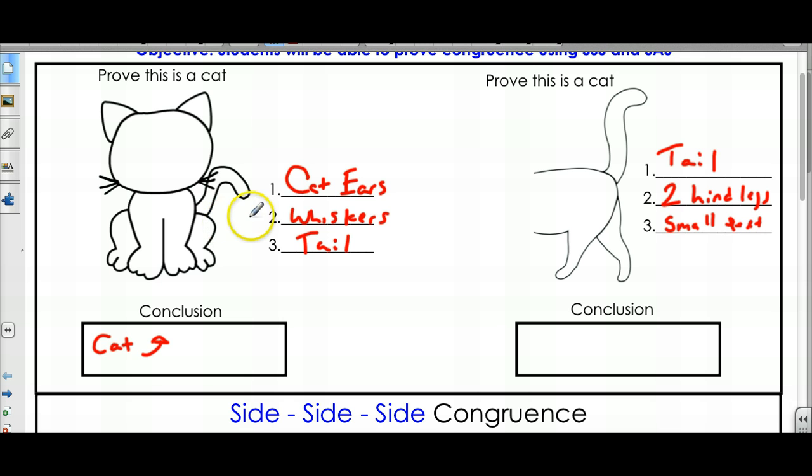And why am I talking about this? Well, my point is, in both of these pictures, I don't have all the information. It's not a full picture of a cat. But yet, with some vital piece of information, I can prove something's a cat. But sometimes there's not enough information to prove it's a cat, even though I don't see all the pieces of the cat.